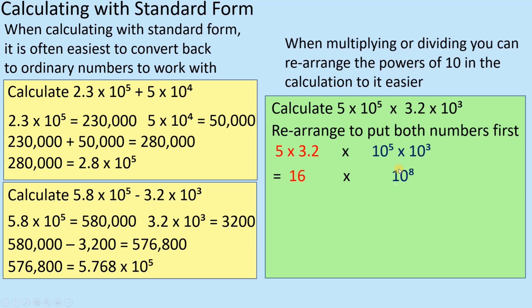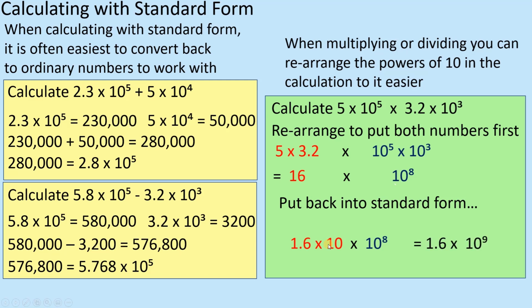But I can't leave my answer like this in standard form because I can't leave 16. So I need to take a 10 off this and put it onto this. So divide this by 10, and therefore add one onto the power. That's going to give me 1.6 times 10 to the 9, because I need to leave it between 1 and 10. So that's 1.6 times 10 to the 9 as my final answer. All right, so you can manipulate standard form, especially when you're multiplying, to get what you need.